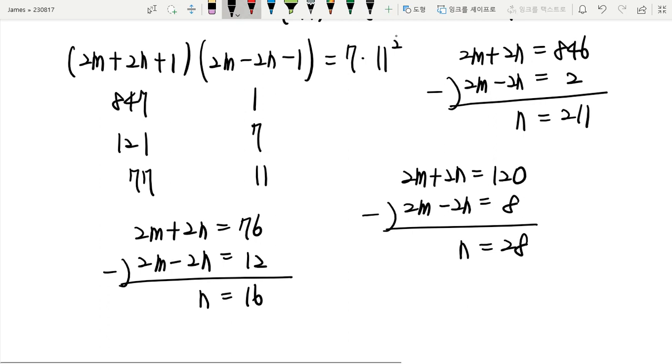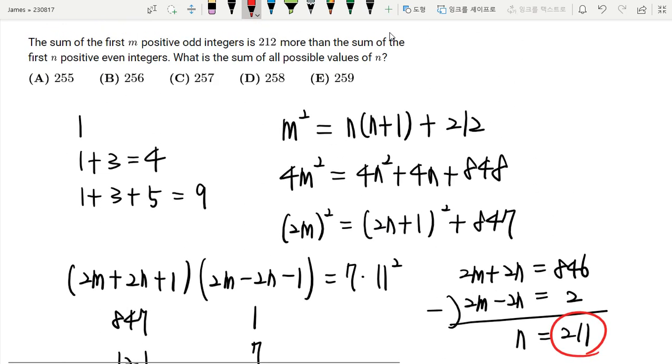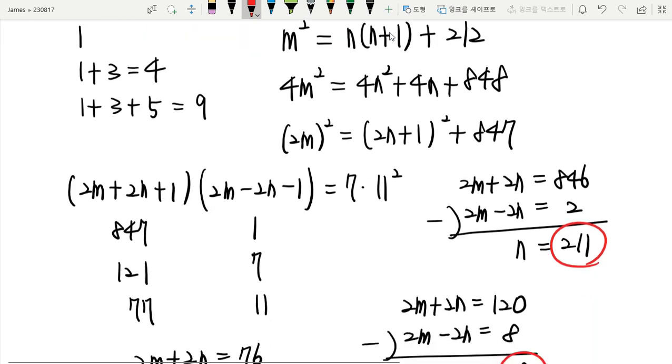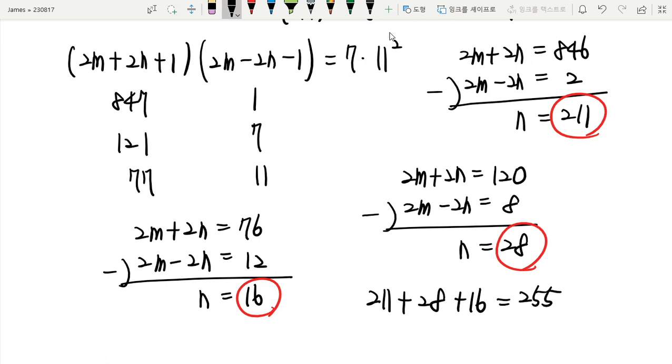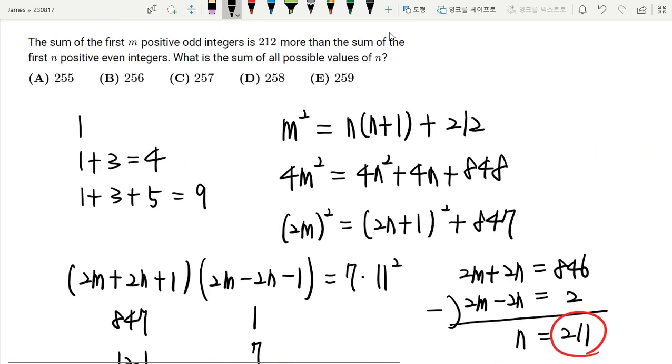Yep, so these are the three values of n. So when you add these three numbers, what is the sum of these values of n? Can you find the sum of these three numbers? 255? Yeah, 255. Yep, so the answer is A.